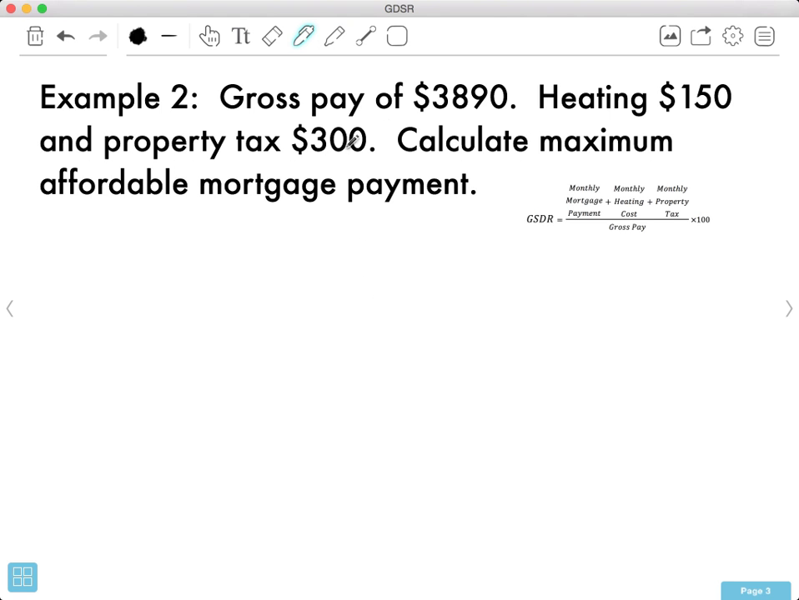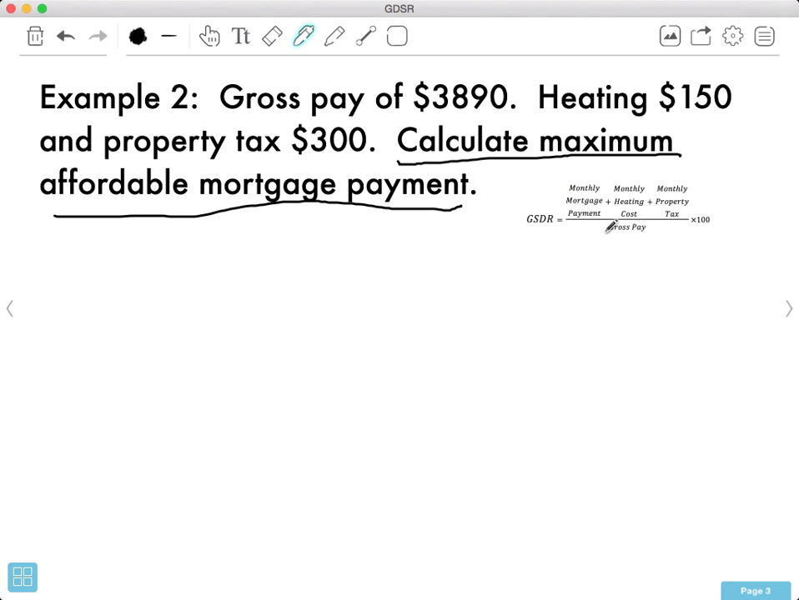The other type of question you'll see related to GDSR is kind of working this backwards. They'll give you gross pay and a couple of your expenses from the top, and then they'll ask you the maximum amount you can pay for one of the other expenses. So here we have a gross pay of $3,890. Heating is $150 and property tax is $300. They don't want you finding the GDSR. They want you to calculate the maximum affordable mortgage payment. So be careful of what they're asking.